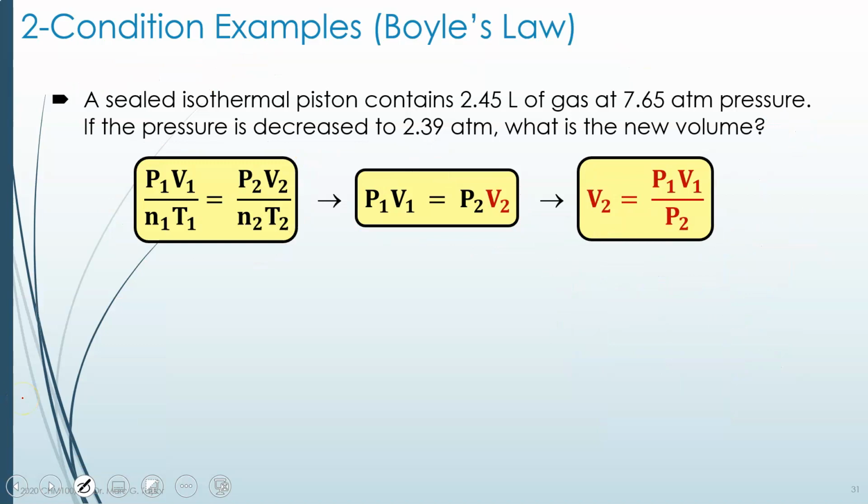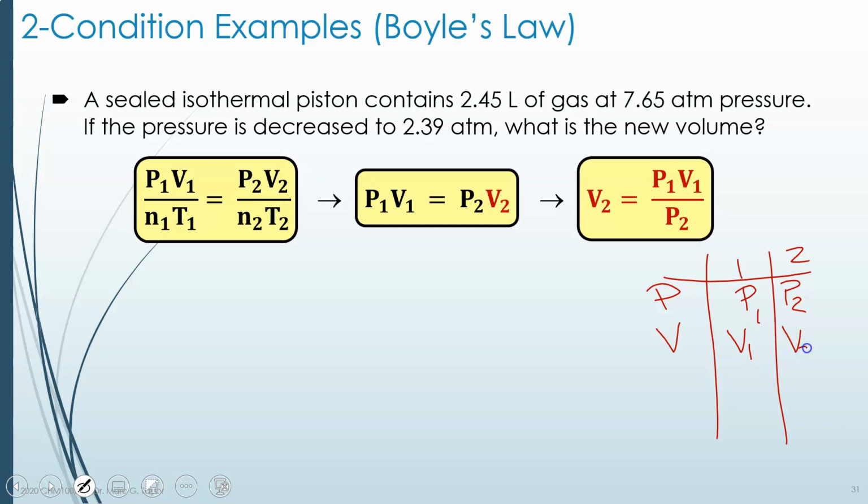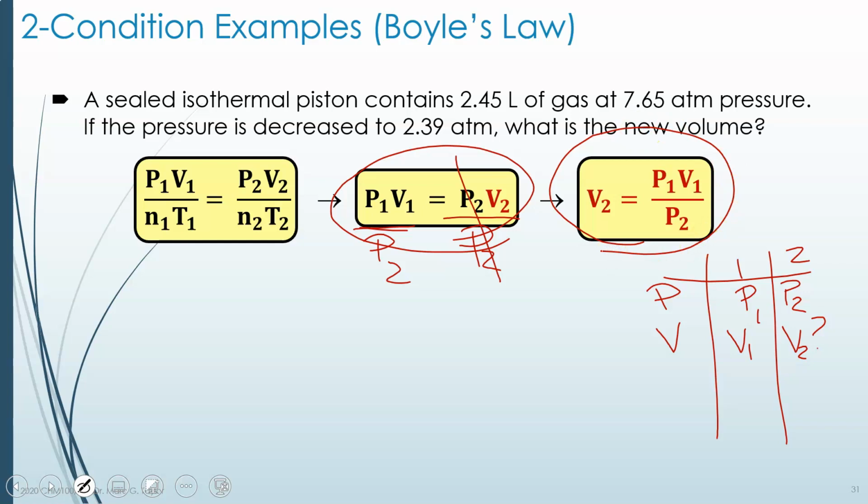But remember that you have your table, you know your values of your initial and final pressure, and you know your value for your initial volume, and we don't know the value for our final volume. So we rearrange our Boyle's law equation to solve for V2. The easy way to do that is just by dividing both sides by P2, and the P2's cancel, and you're left with this version of Boyle's law.